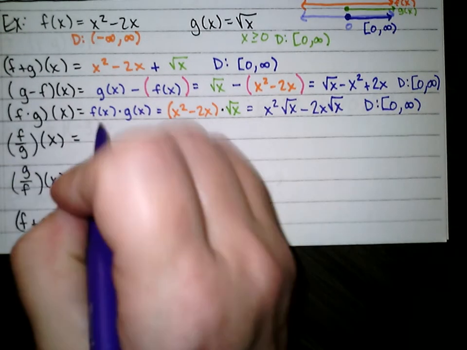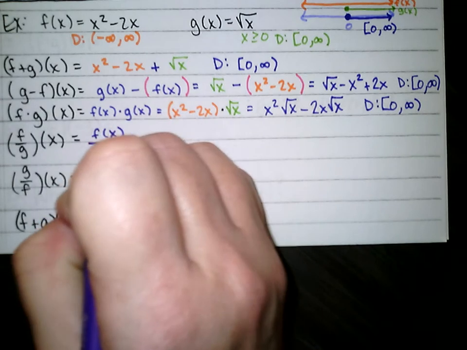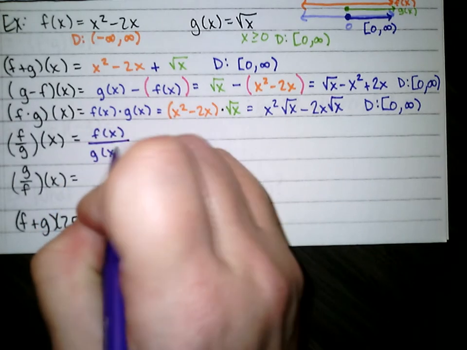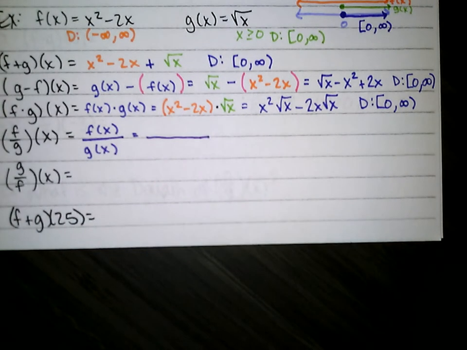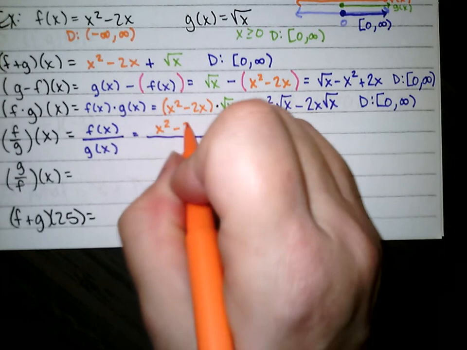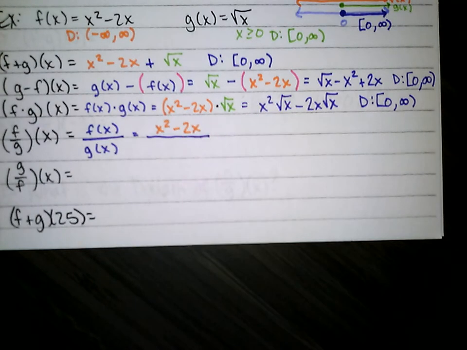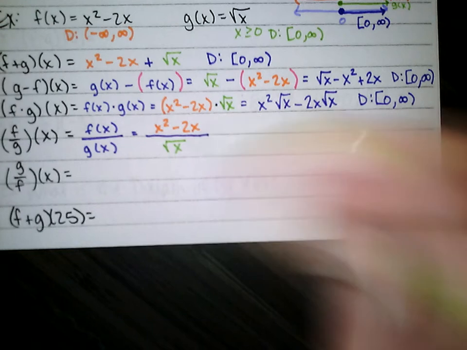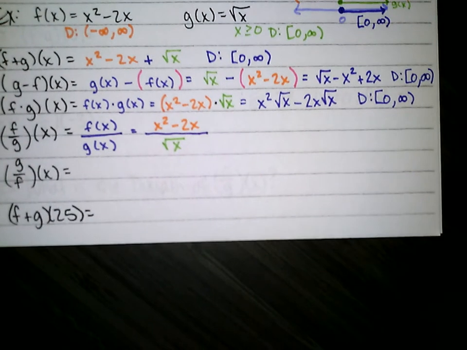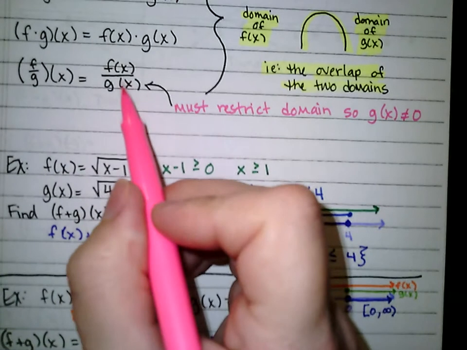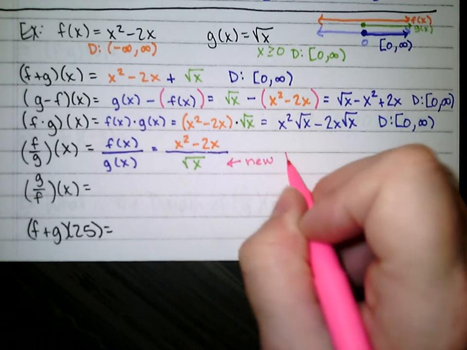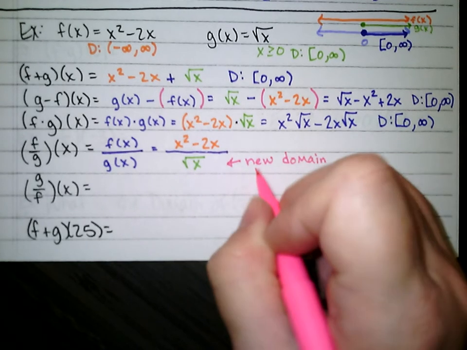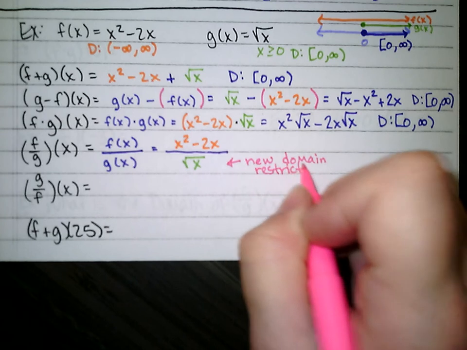Okay, f over g of x. That means we're taking f of x and dividing it by g of x. So my function f of x was x squared minus 2x, and g of x was square root of x. And remember what we had said at the top. When we're doing these divisions, we have to watch that new domain restriction. So we have added a new domain restriction because we put a variable in the denominator.